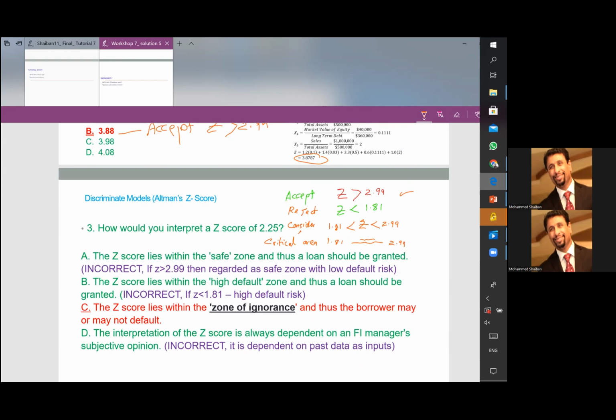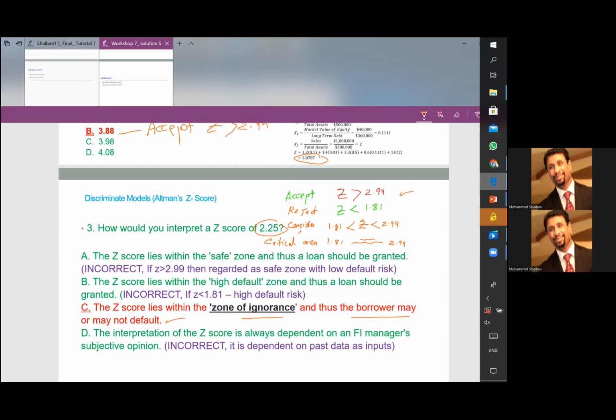This is a multiple choice question. How do you interpret the 2.25, which is the critical area, which is between 1.81 and 2.99? And the right answer is this. The Z score lies within the zone of ignorance, and thus a borrower may or may not default, which means you should consider, I don't know, it's up to the committees and all these people. There is some judgment here.